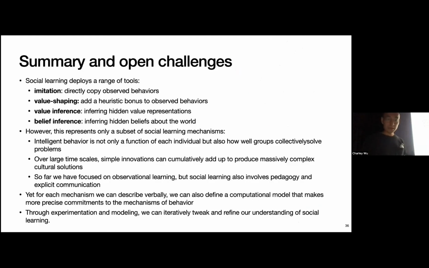learn something about. So we're going to wrap this tutorial today with some summary and open challenges. So we've shown that social learning deploys a wide range of tools, and we've shown you some of the simplest tools in this toolbox with code also in the notebooks. We've looked at imitation, direct copying of observed behavior. We've talked about value shaping, which adds a heuristic bonus to the value representations of the behaviors we observed. But we can also go a bit higher up and do some unpacking of mental states via theory of mind.